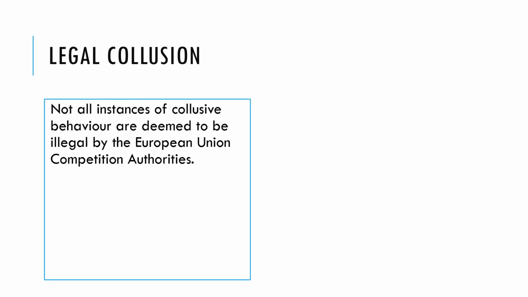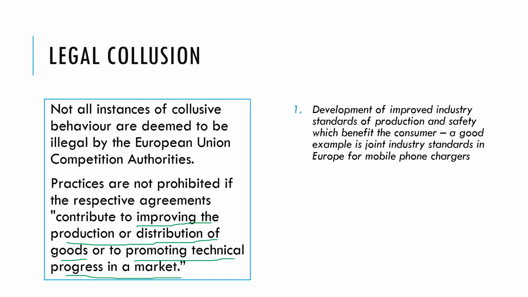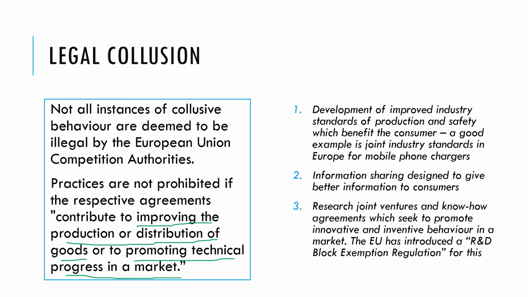Now, not all collusion is illegal. Some working together by businesses is deemed acceptable if it contributes to improving the production or distribution of goods, so it gives a wider range of goods to more easily make them more accessible, or it promotes technical progress in the market. So if we work together to improve standards within the industry, or share information designed to give better information to customers, or research together through joint ventures to promote innovation, then these would not be considered illegal practices.